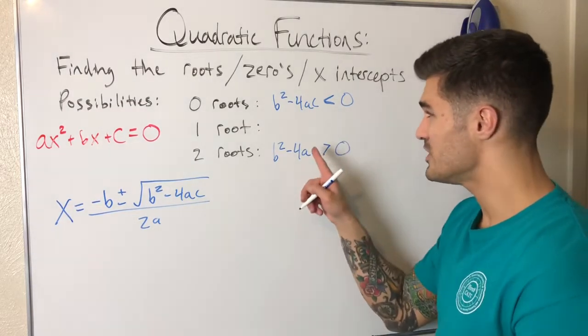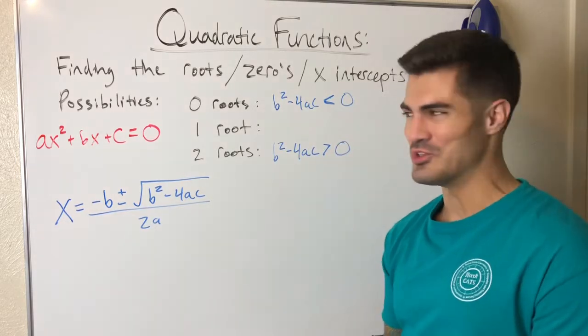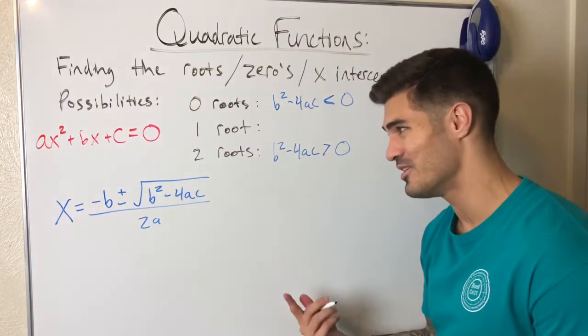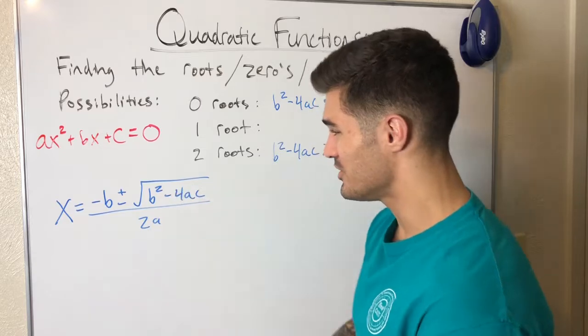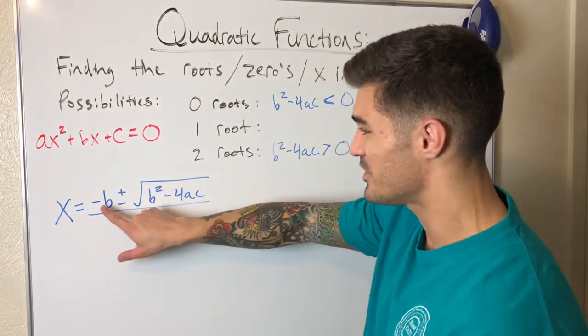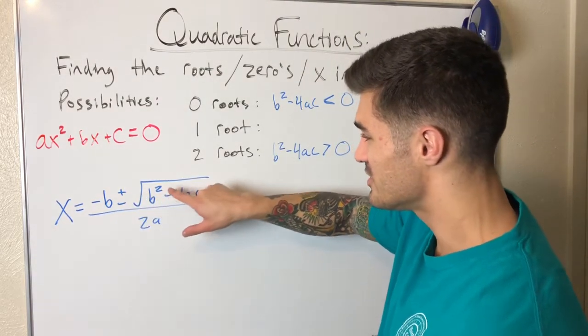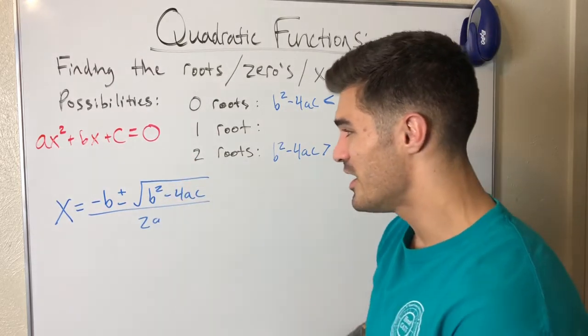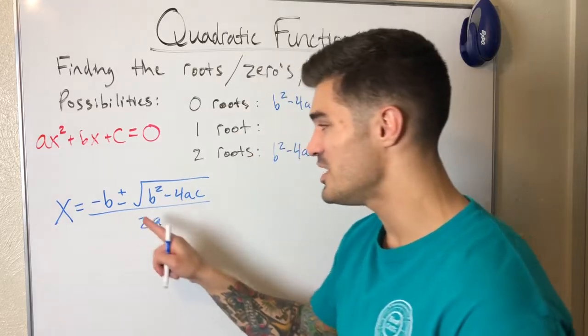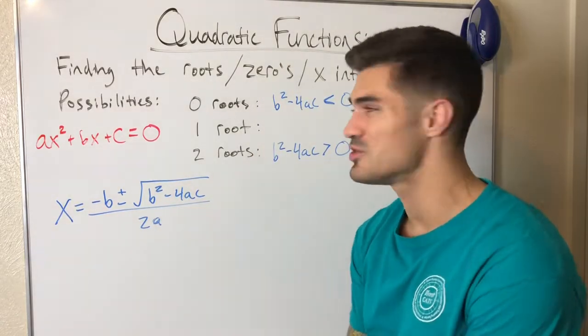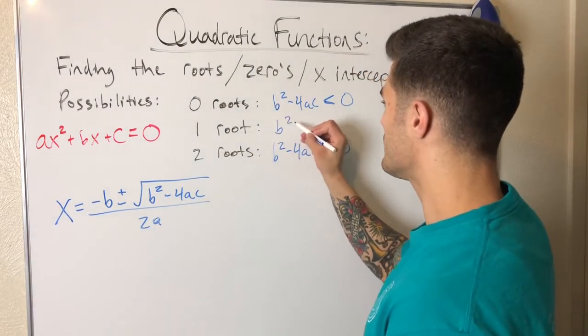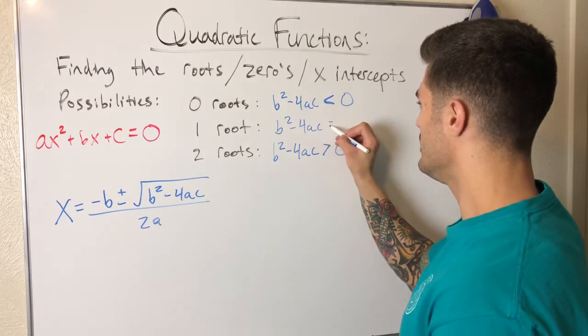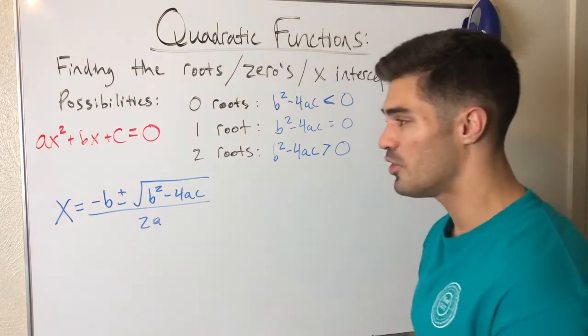Okay, now the only case we're missing is when b squared minus 4ac equals 0, so you can probably tell that that's going to go in here. But think about it, if this equals 0, this term just kind of drops out, and we're left with negative b plus 0 over 2a, and negative b minus 0 over 2a, and that just simplifies to negative b over 2a. We just have one solution, right? So if b squared minus 4ac equals 0, then we have 1 root.